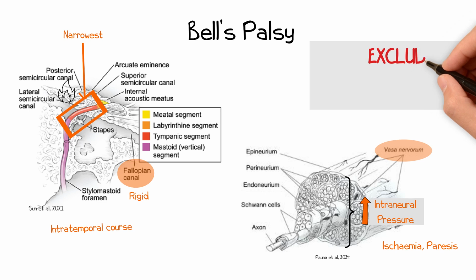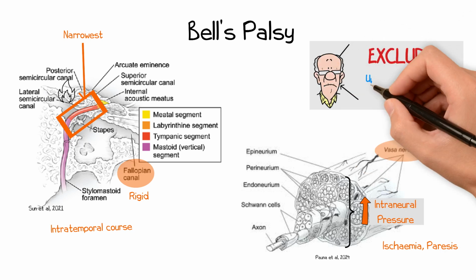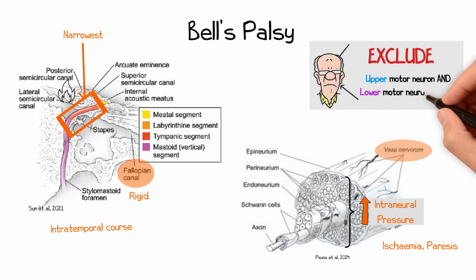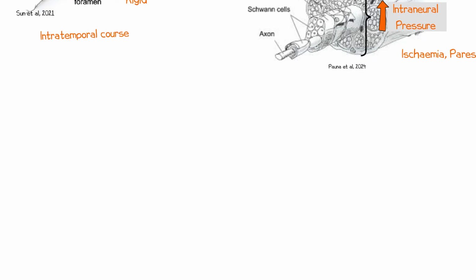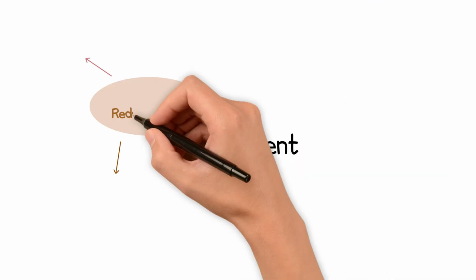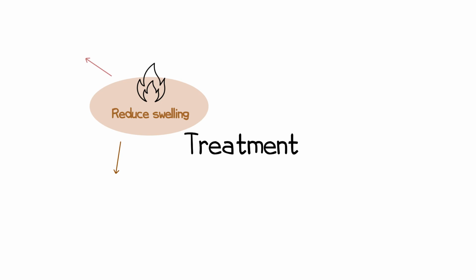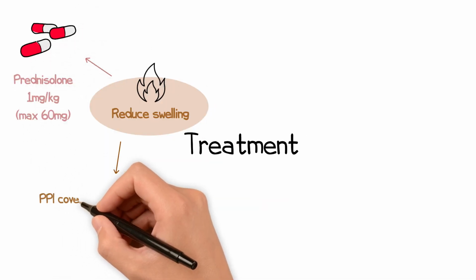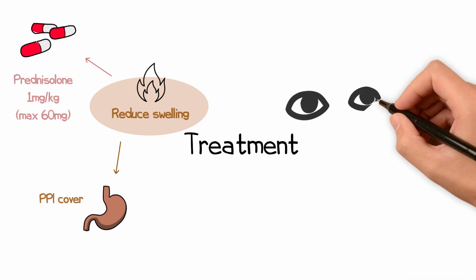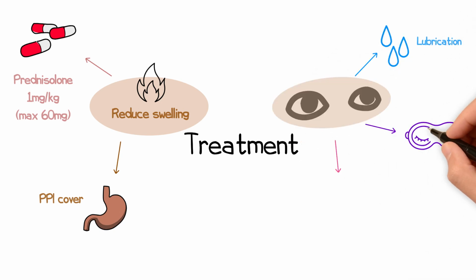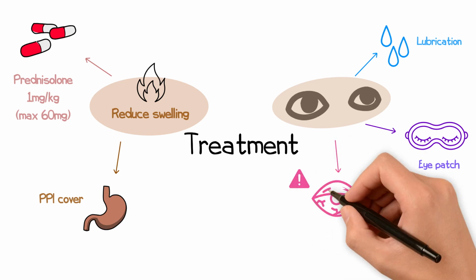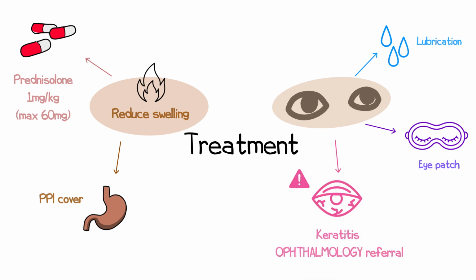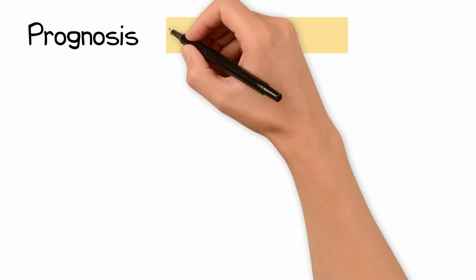As a diagnosis of exclusion, various upper and lower motor neuron causes have to be considered and excluded before Bell's can be confirmed. To reduce swelling of the cranial nerve, Bell's is treated with prednisolone, 1 mg per kilogram, up to 60 mg, with a proton pump inhibitor cover. Using ophthalmic lubrication and an eye patch when sleeping will also help protect the eyes. Importantly, if there is evidence of keratitis, a referral to ophthalmology is needed.